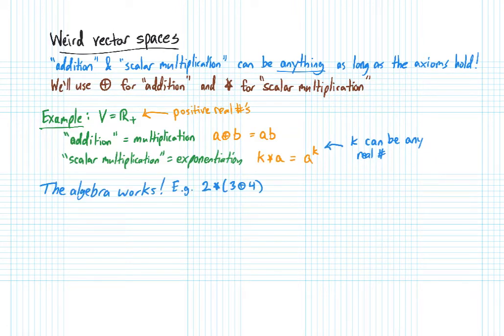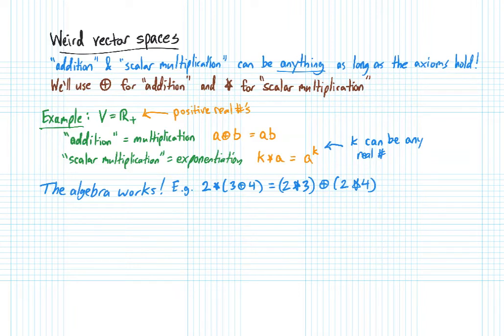So for example, let's say I have an expression like 2 ⋆ (3 ⊕ 4) with the weird operations. The rules of algebra say that I should be able to distribute the multiplication over addition. And so, if the algebra works, it should be true that 2 ⋆ (3 ⊕ 4) should be equal to (2 ⋆ 3) ⊕ (2 ⋆ 4). So is this true in this case?